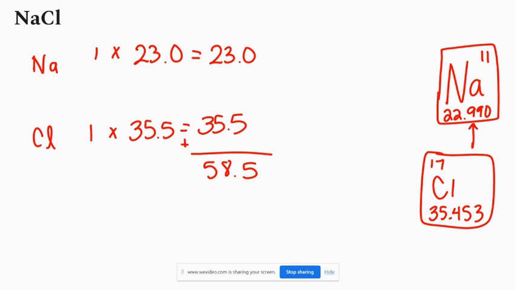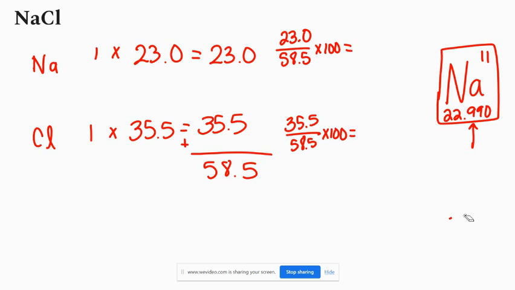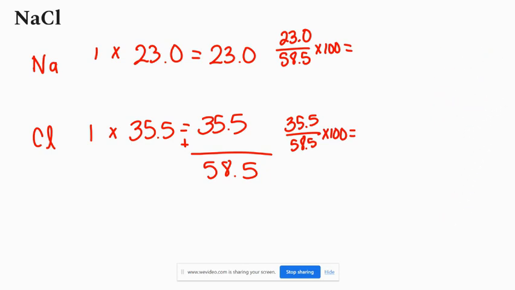Now we're going to do part divided by whole. So I'm going to do 23 divided by 58.5 times 100 equals, and down here I would do 35.5 divided by 58.5 times 100 equals. Okay, see if you can come up with those values on your calculator.